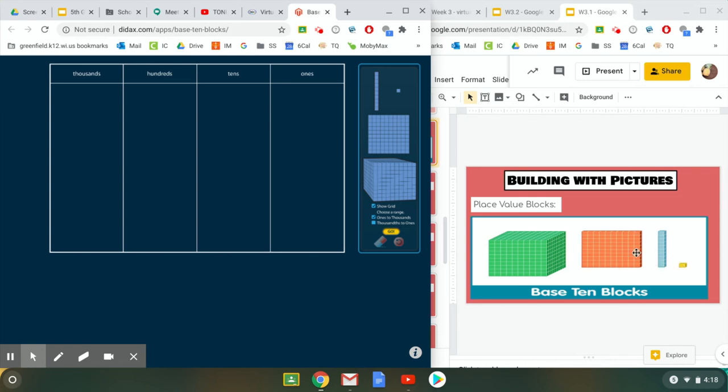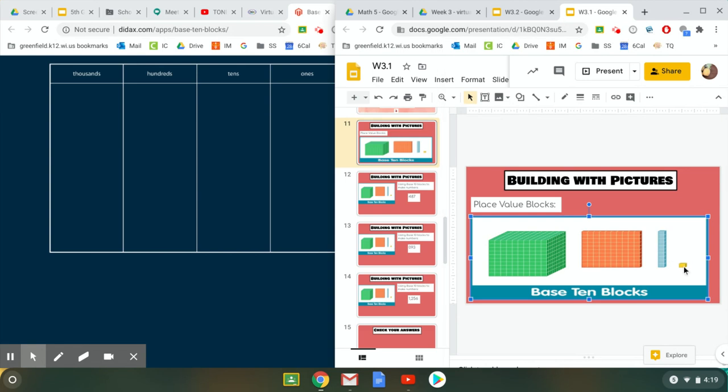In this block square there are 100 of these small cubes and 10 of these 10 sticks. So there's 10 sticks in there. And then this cube is worth 1,000. So this has 10 100 blocks, 100 10 sticks, and 1,000 one blocks. So we're going to be practicing making numbers using these blocks today.